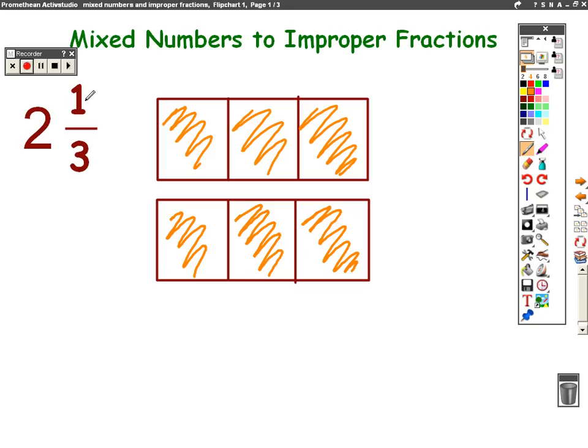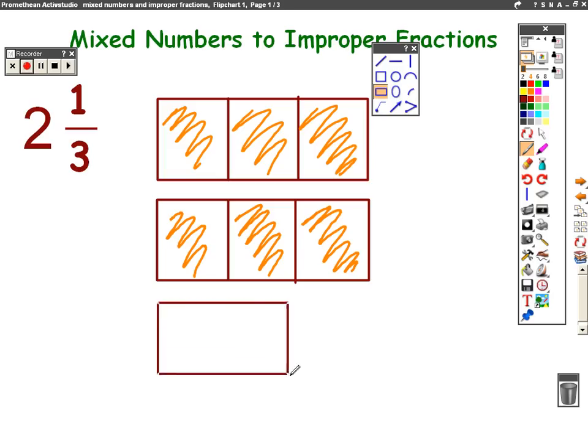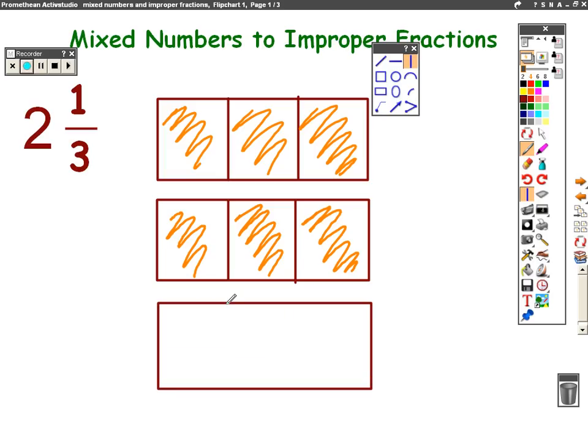Now I need to shade in my 1/3. So again, I'm going to draw a third fraction bar. I'm going to split it into, you guessed it, 3 equal parts, because that's what my denominator says. And I'm going to shade in one of them for 1/3.